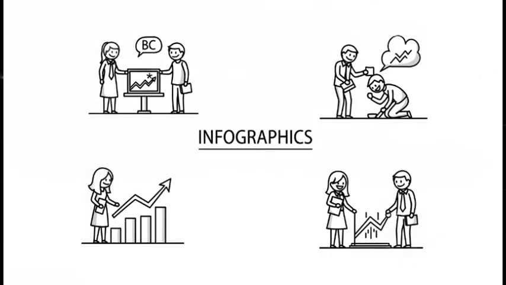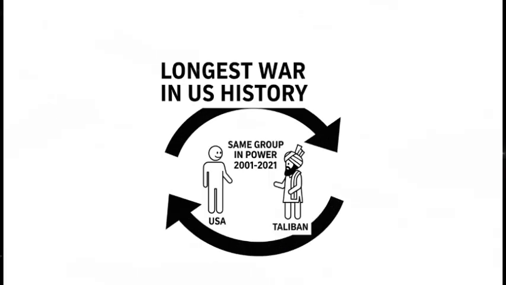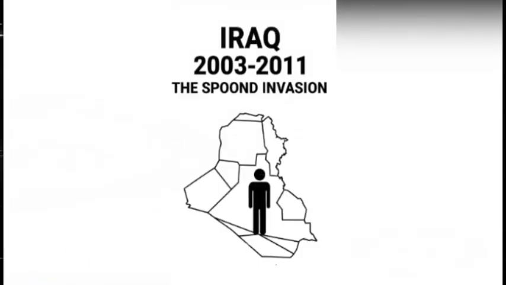In August 2021, the United States withdrew. The Taliban retook the country in days. It was the longest war in American history. And it ended with the same group in power that was there in 2001.